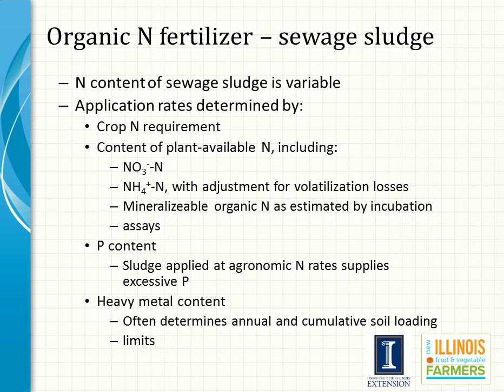Sewage sludge tends to have more variable nitrogen content, which dictates how much should be applied to meet a producer's nitrogen requirements. As with manure, over-application of phosphorus could be a concern of those using sludge as a sole source of nitrogen for their operation.